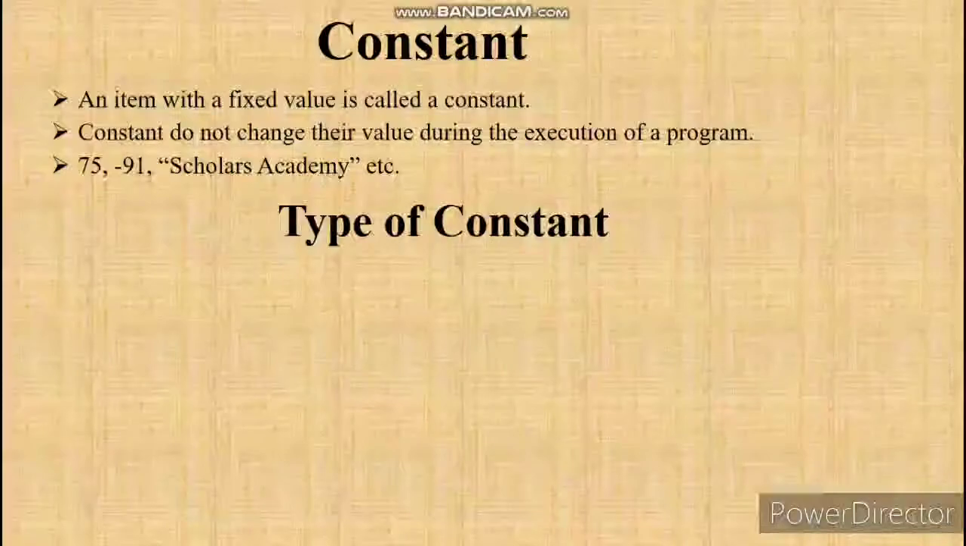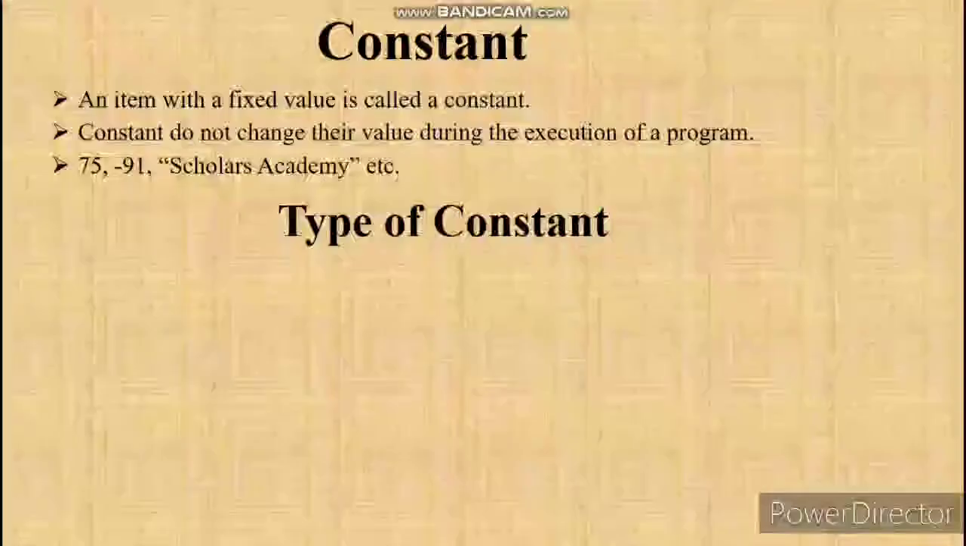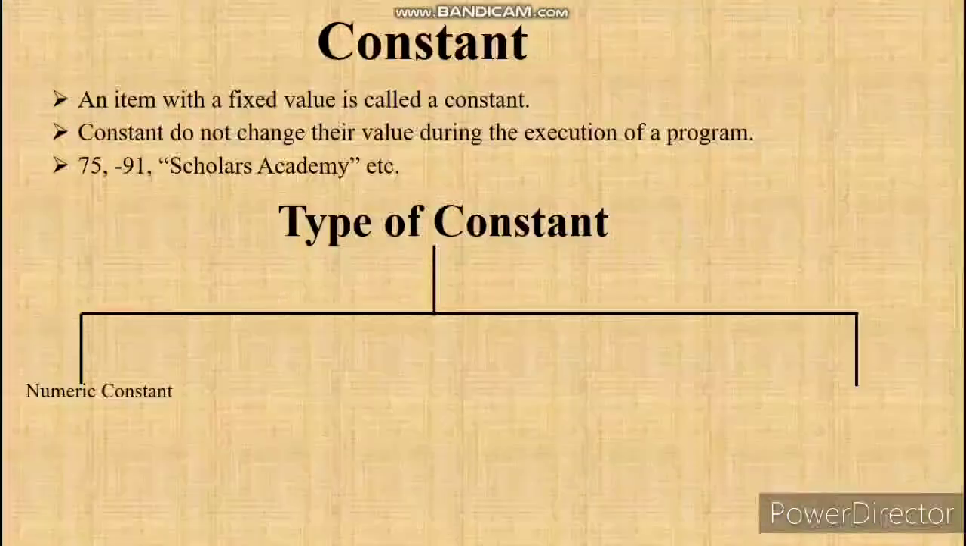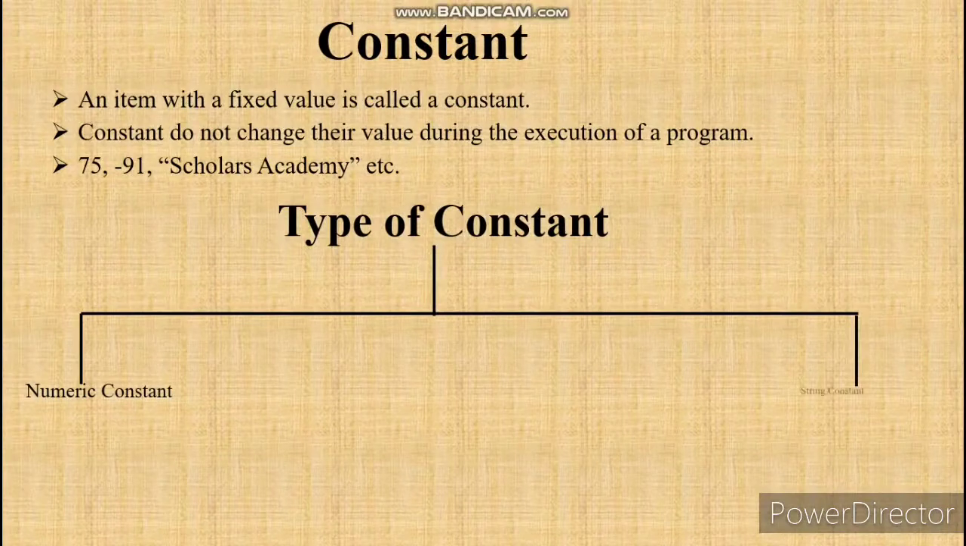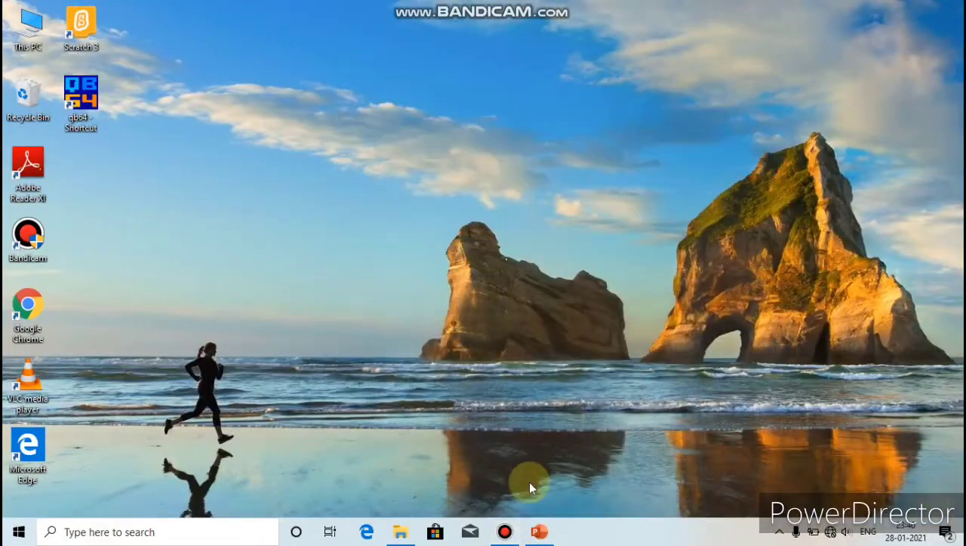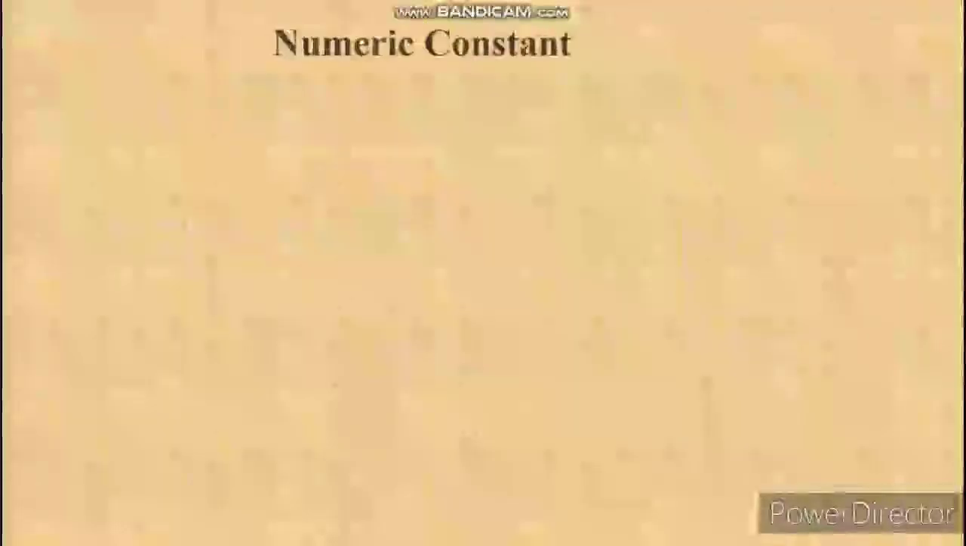Types of constant. QBASIC has two types of constant. First is numeric constant and second is string constant. Let's see.